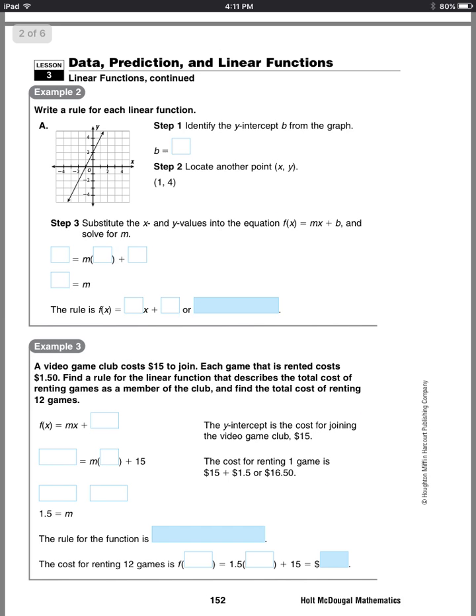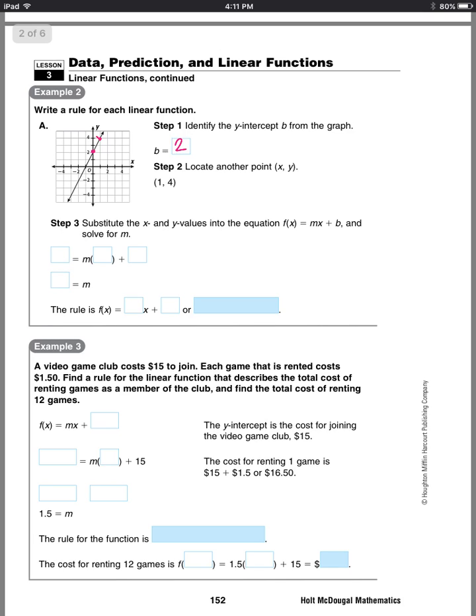Write a rule for each linear function. Step 1, identify the y-intercept b from the graph. Well, you can see that the graph of that line intercepts the y-axis at 2. Okay? And then we're going to locate another point. Let's just locate this one right here, because that's what they located, 1, 4. What you want to locate is a point where that line crosses the graph perfectly, so you're not trying to guess, like, is it 1.4 or 1.5 or 1.6? Okay, it crosses perfectly at two whole numbers for your coordinates.